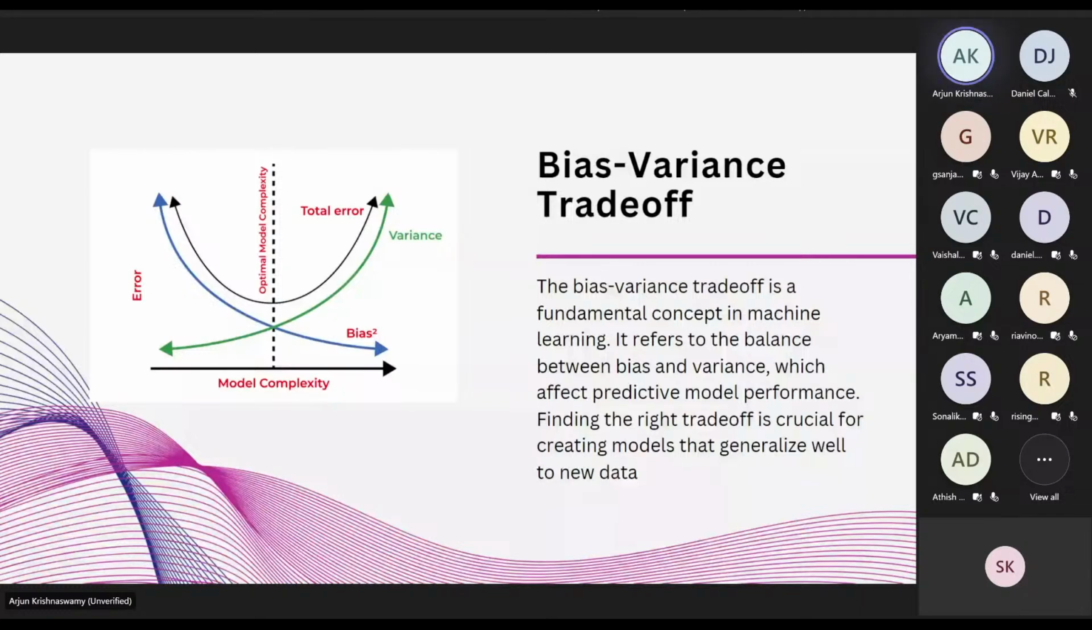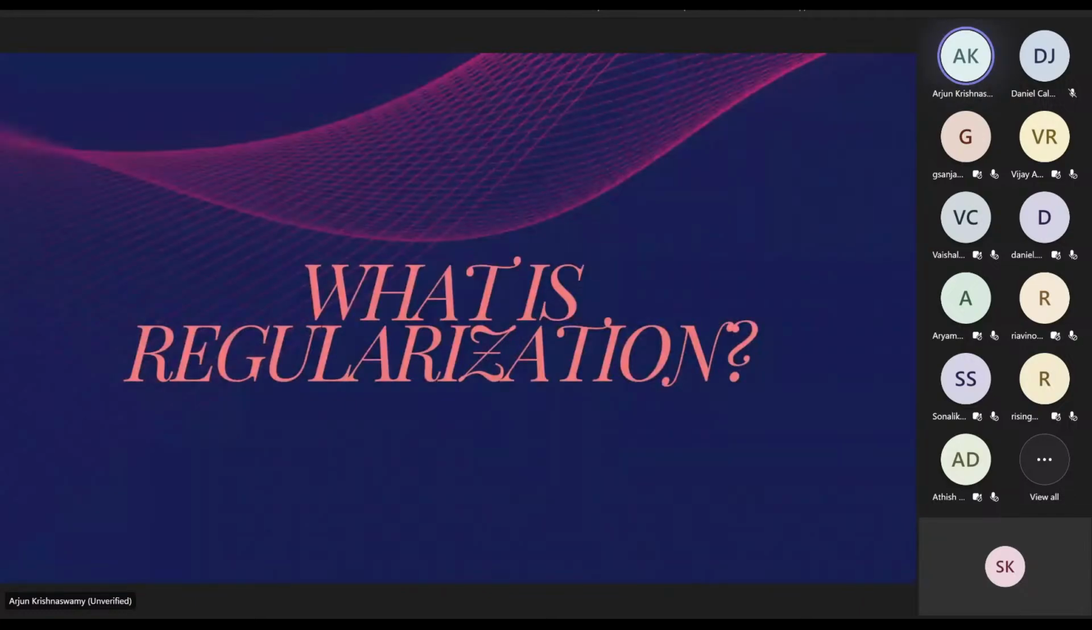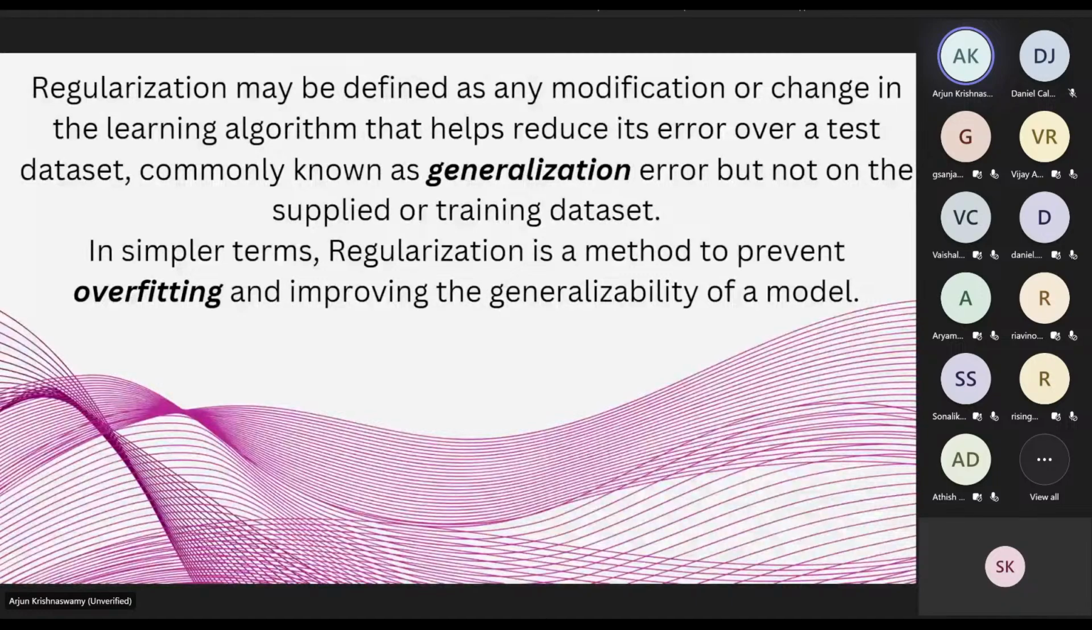So what is regularization? Regularization is mainly to prevent overfitting. It reduces the complexity of the model. What it does is that it tries to get the optimal fit and not the overfitted one. So it reduces the complexity. It reduces the order of the polynomial in the example I showed. So regularization is any modification or change in the learning algorithm that helps in generalization. That means it performs well on both seen and unseen data.